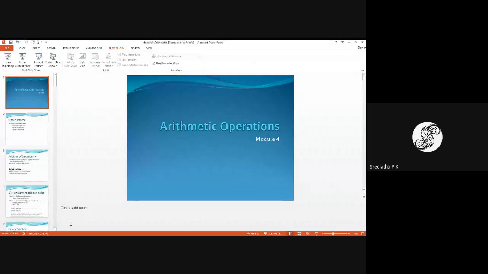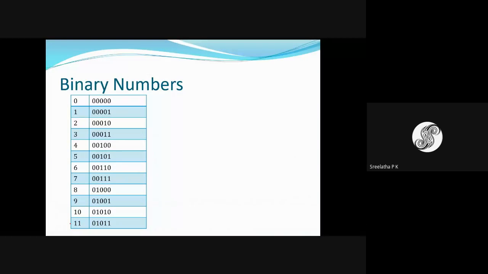Okay, now find the binary value of 23. Binary value of 23. And tell me, what is binary 23? Ma'am, 10111. 10111. All have got the same? Yes, all have got the same. This is to the base 2, correct?